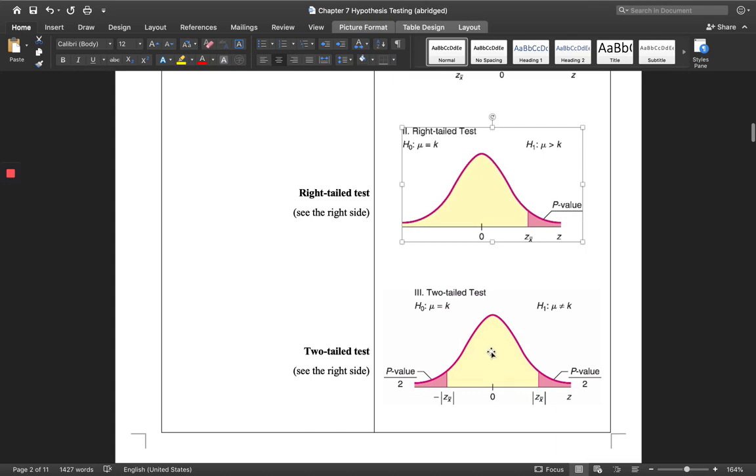Okay, now for the two-tailed test. The two-tailed test is when my original H naught, this one is accurate, is that mu is equal to some value, and then the alternative hypothesis would be not equal. Not equal meaning it could be not equal on either side. So that's where we get the two-tailed test.